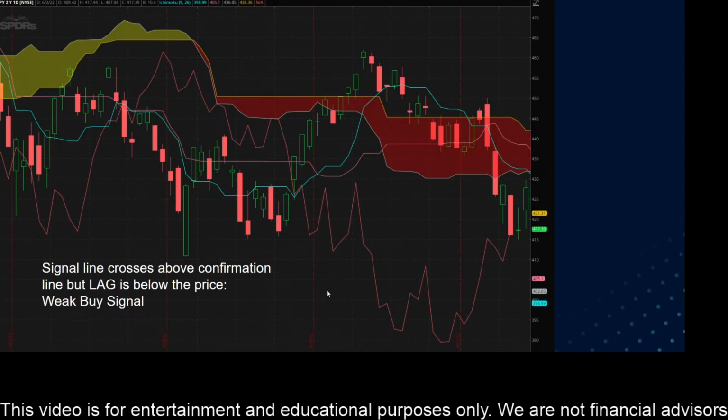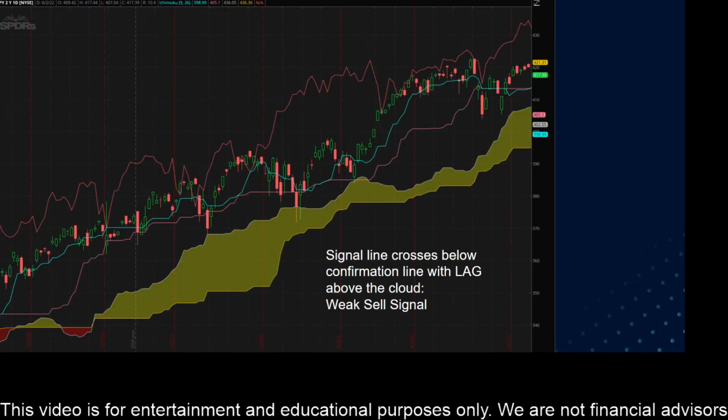Another one here where the signal line crosses above the confirmation line, but the lag is below the price. This is going to be a weak buy. You can see that blue line crossing over here, but we still got the lag back here below the price. So that is going to be a weak buy signal. And then we've got here the signal line crossing below the confirmation line with the lag above the cloud. This is a weak sell. So you've got the signal line right here, or that blue line, dipping below the confirmation line, but we've still got overall uptrend, strength in the market. The lag back here is still above the cloud. That is a weak sell signal.